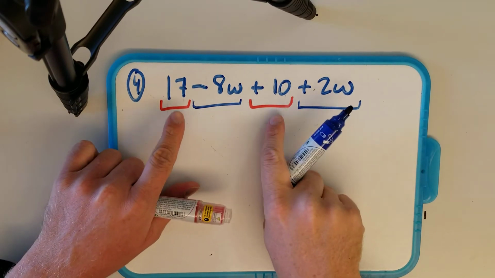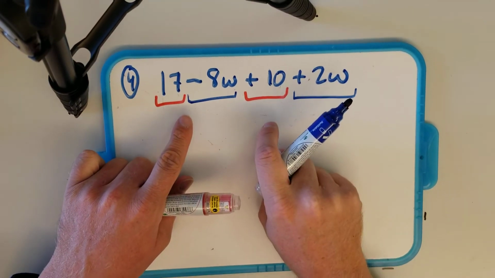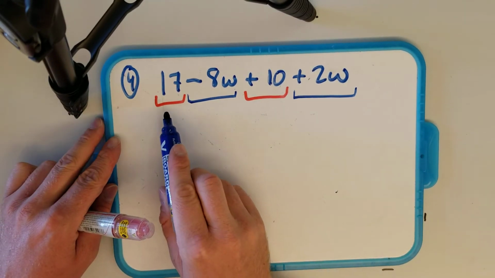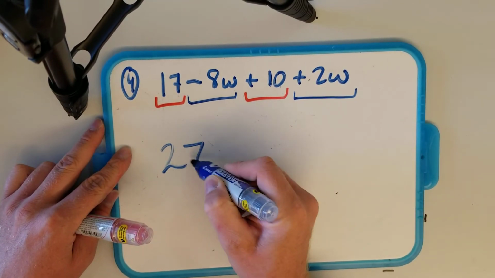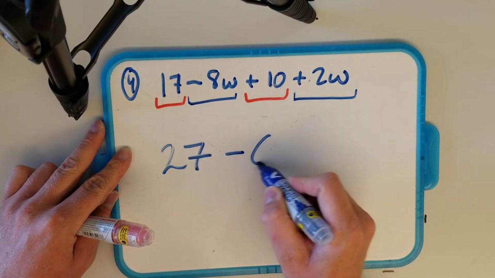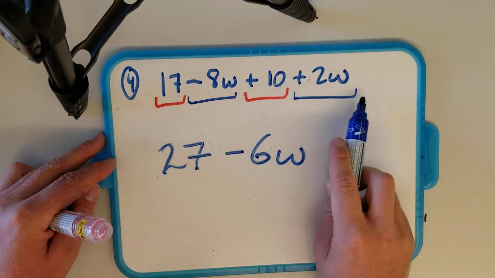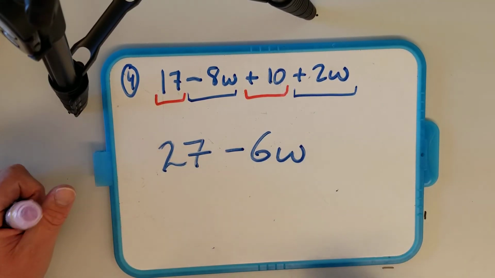But we can combine these two red pieces together because they both don't have letters. So 17 plus 10 is 27. And then minus 8 plus 2 is minus 6w. Okay, so our simplified version of this is 27 minus 6w.